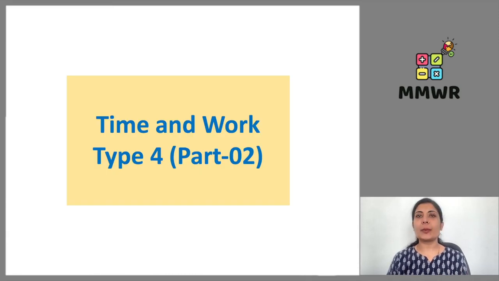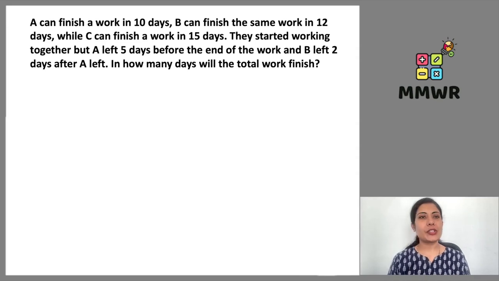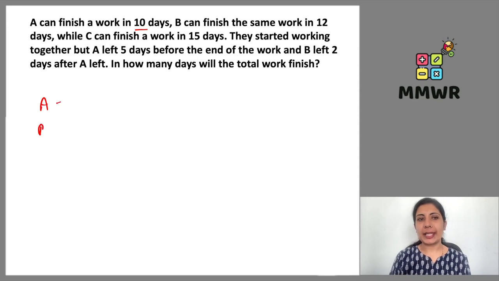So let us see what type of problem we'll be having in part 2 of type 4 for this topic. A can finish a work in 10 days. We know the time taken by A, B, C, but they are doing this work alone. So A takes 10 days, B takes 12 days and C takes 15 days to finish the work.